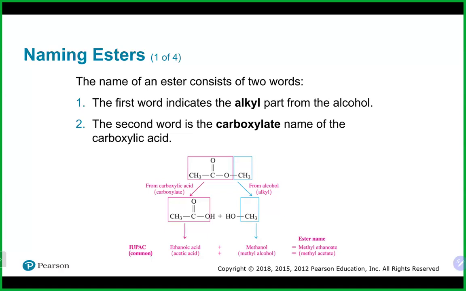The alcohol we name as a group. So the part that comes from the alcohol would be named as a group, like a "-yl" type of group, like a methyl, ethyl, propyl type group. And for the carboxylic acid, however you want to remember it, you could take the "-oic acid" off and put "-oate" at the end of it. So "-oate" goes at the end of that part.